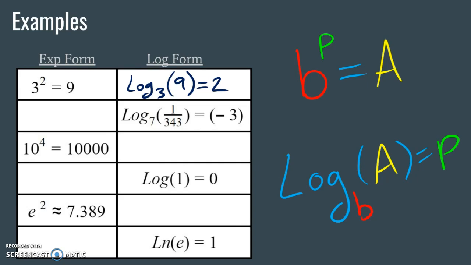On the second row, we start with log base 7 of 1 over 343, and that equals -3. In exponential form, that's 7 to the -3rd power, which equals 1 over 343.